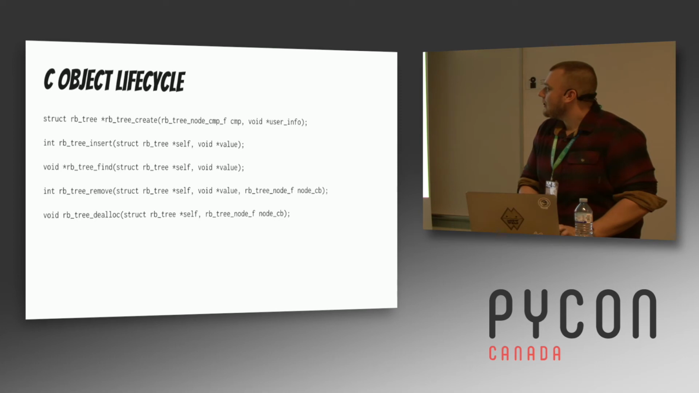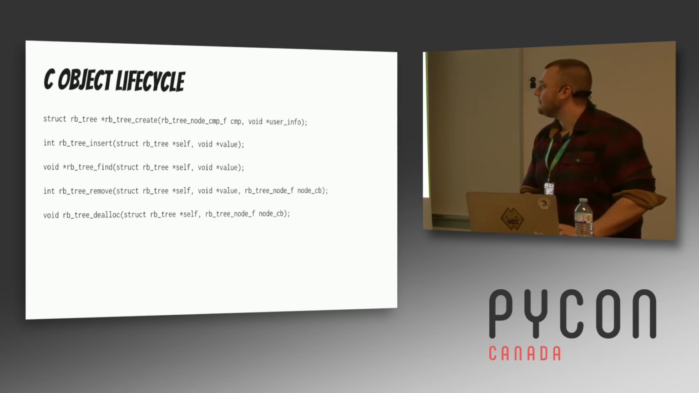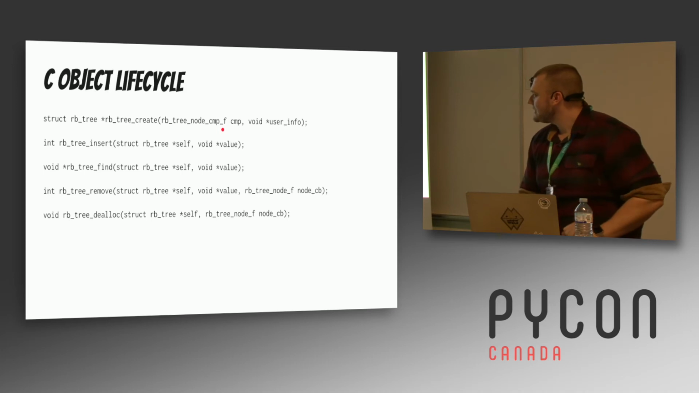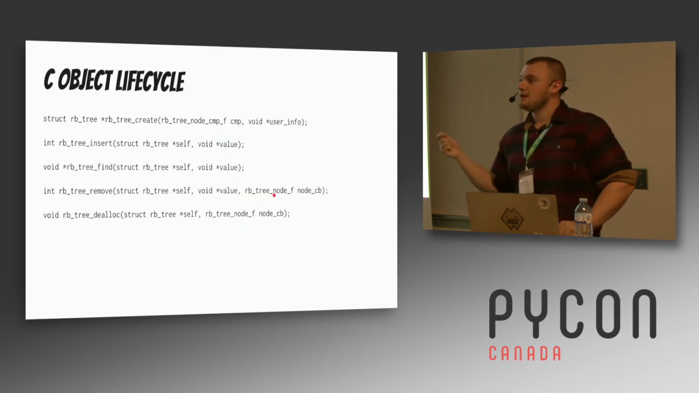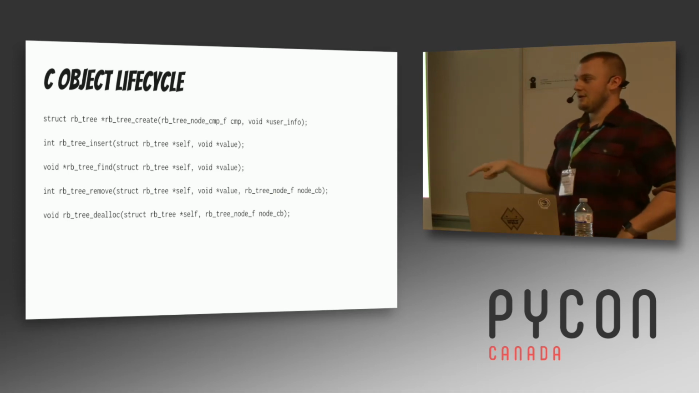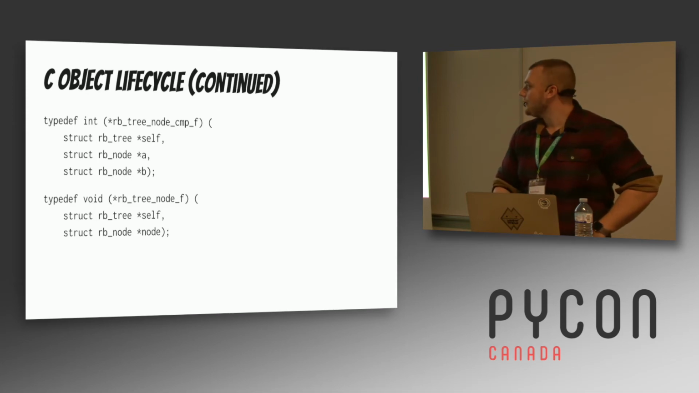A couple of things to note are that the tree creation function takes a callback that is going to compare two nodes in the tree. I'll talk in a little bit about doing C callbacks from Python. And there's another callback that's going to handle deletion of nodes. So when we delete a node from our tree in C, we need to be able to let Python know that there's no longer a reference to that object.